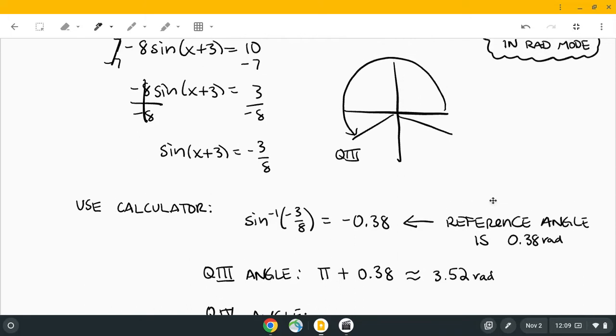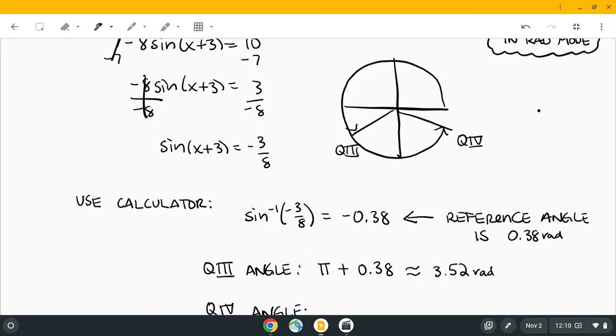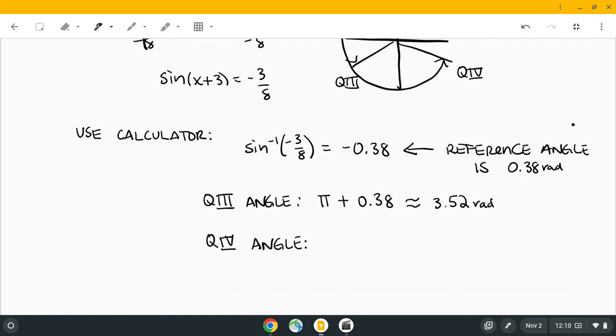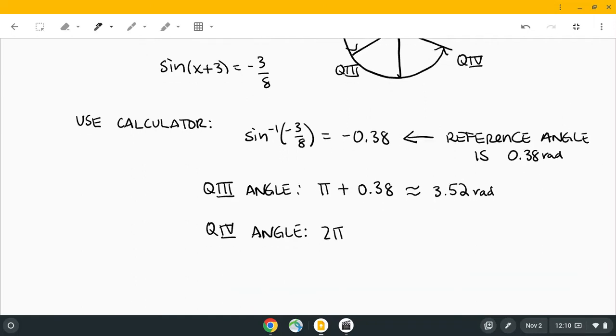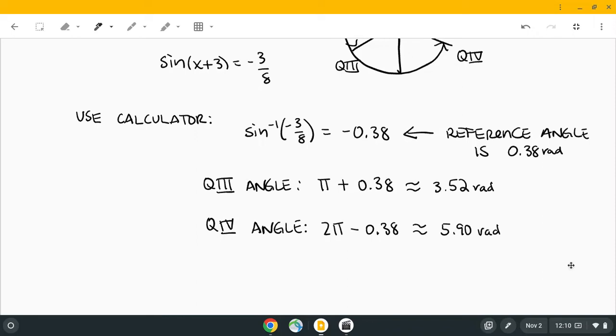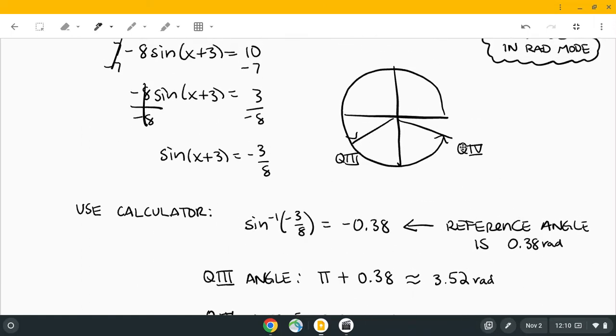Okay. So up here, let me erase this. So now I want the quadrant 4 angle. So I'm going to go all the way to here, right? That's the angle that I want, this one in quadrant 4. And so this is going to be just shy of 2 pi. So it's going to be 2 pi minus 0.38. Okay. And so when I do that, I get 5.90. We're not done. Okay, so those are the two angles.